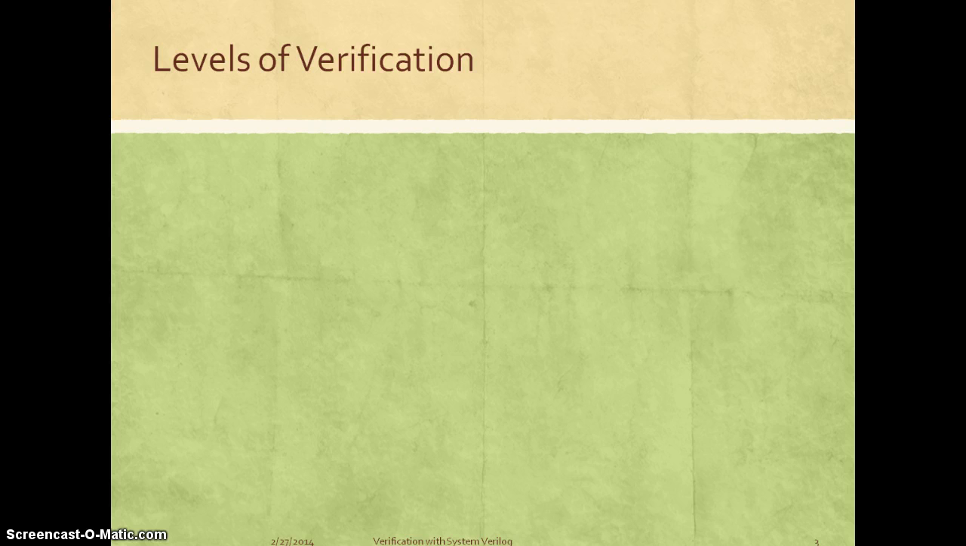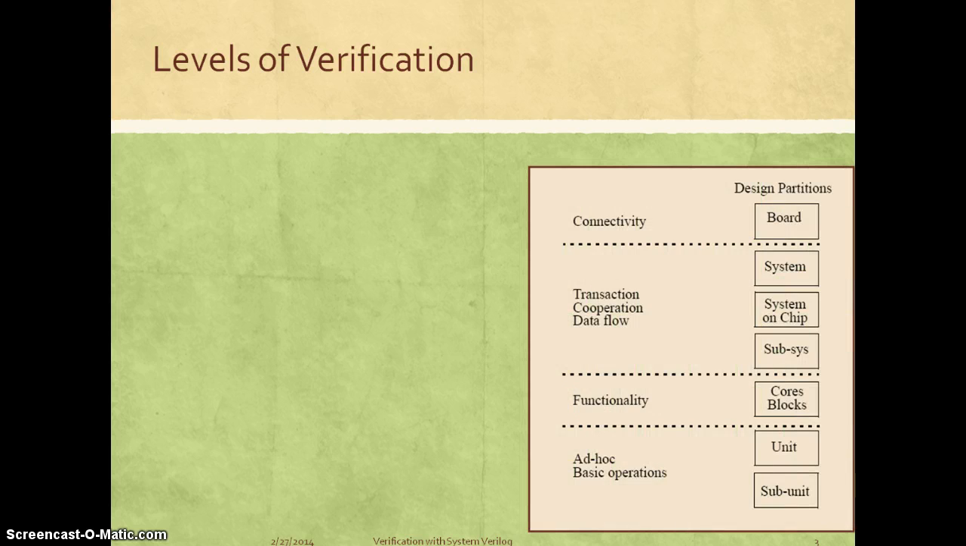Now let's see what are the different levels of verification that are typically performed. If you see this diagram, it shows how a design is partitioned during the product design phase. Every design is partitioned into several systems and subsystems and core IP blocks, units and subunits.